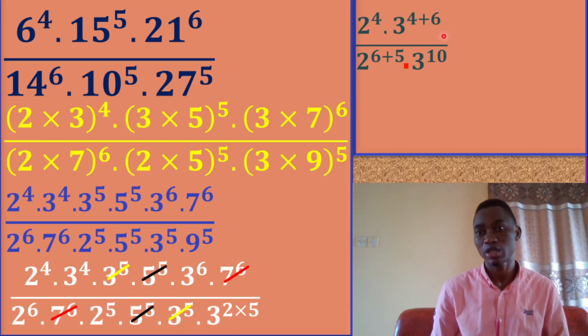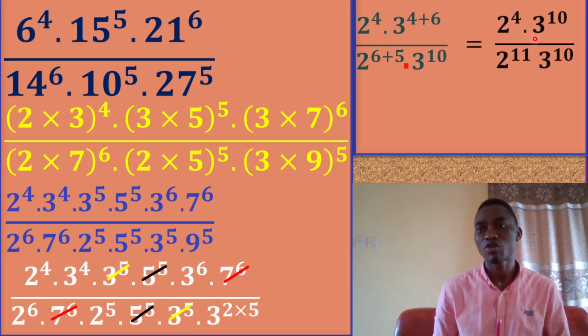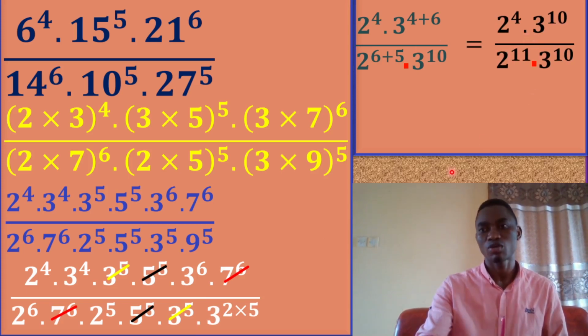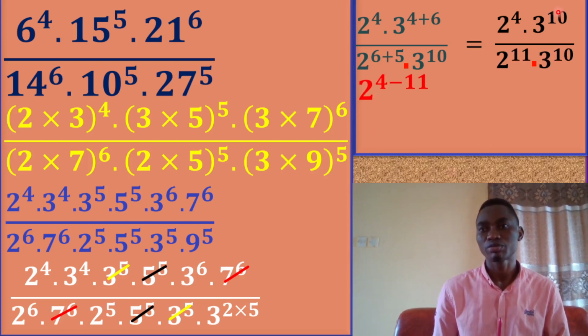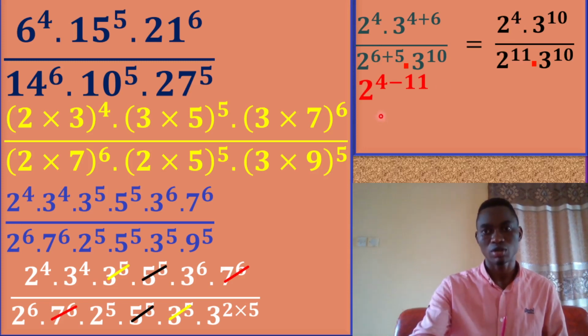2 times 5 is what? 10. All right, so what we have next is 2 power 4 times 3 power 10 all over 2 power 11 times 3 power 10. That's very, very simple. 3 power 10 and 3 power 10 can go, they are the same, so they can cancel out. So what we have left is 2 power 4 minus 11. When you apply the division law of indices, when the bases are common, then you can subtract the powers. I think that's very, very clear. It's a basic law of indices.